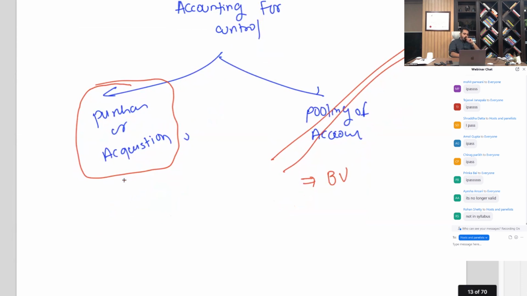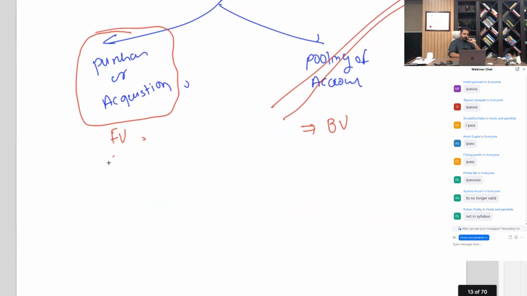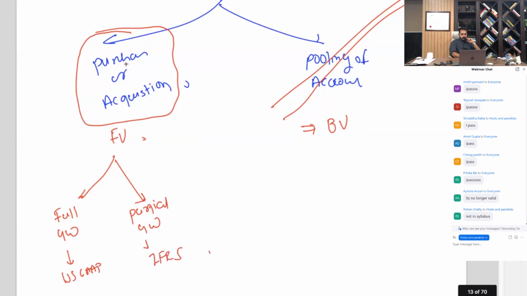But in this method, all assets and liabilities, we record them at fair value, right? That's the main trick. Now, within this, there are two ways in which this can change. Your acquisition will change because there is either a full goodwill that you can calculate or a partial goodwill. Now, typically full goodwill is preferred under US GAAP and partial goodwill is preferred under IFRS. Okay, so let's do a super quick example of how this will look.